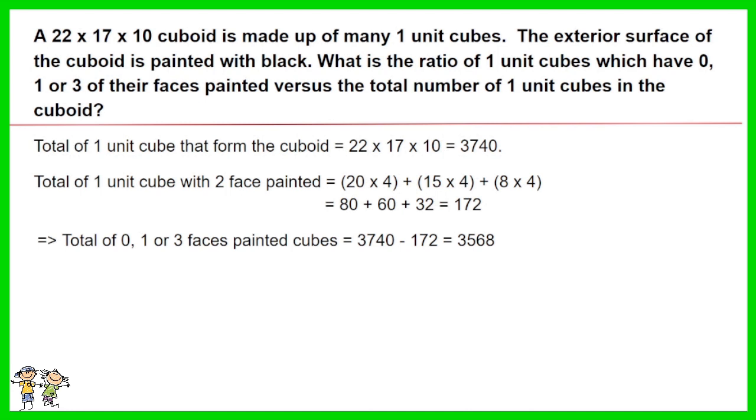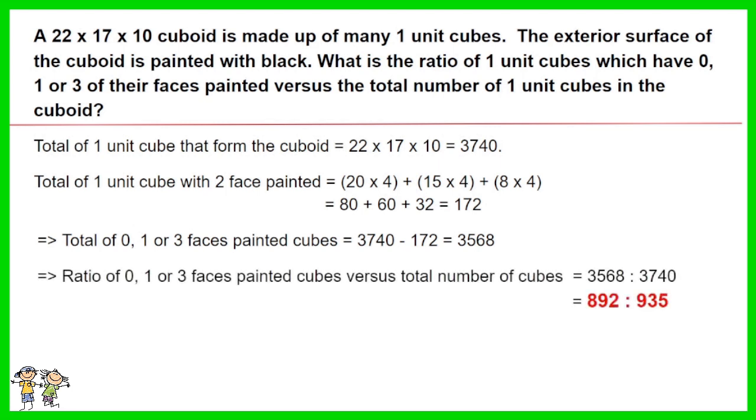Total of 0, 1 or 3 faces painted cubes equals total unit cube in cuboid minus total of 1 unit cube with 2 face painted equals 3740 minus 172 equals 3568. Thus the ratio of 0, 1 or 3 faces painted cubes versus total number of cubes equals 3568 to 3740. Simplify the ratio, and the answer is 892 to 935.